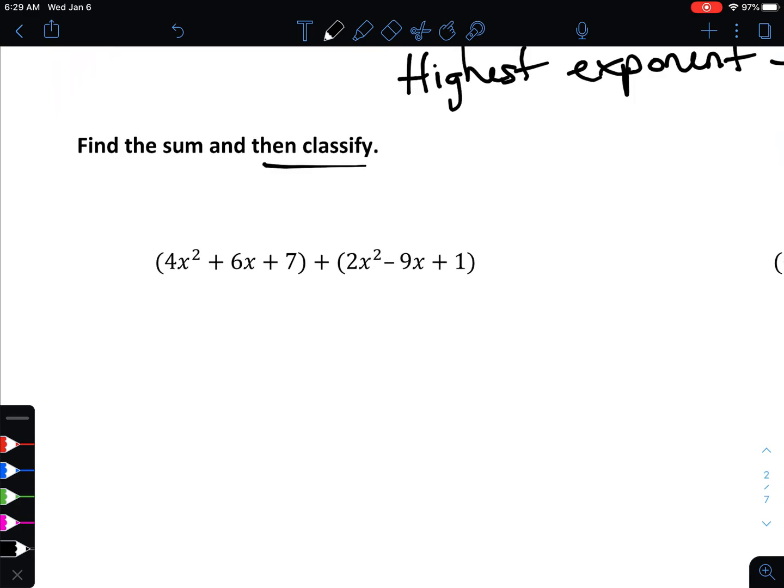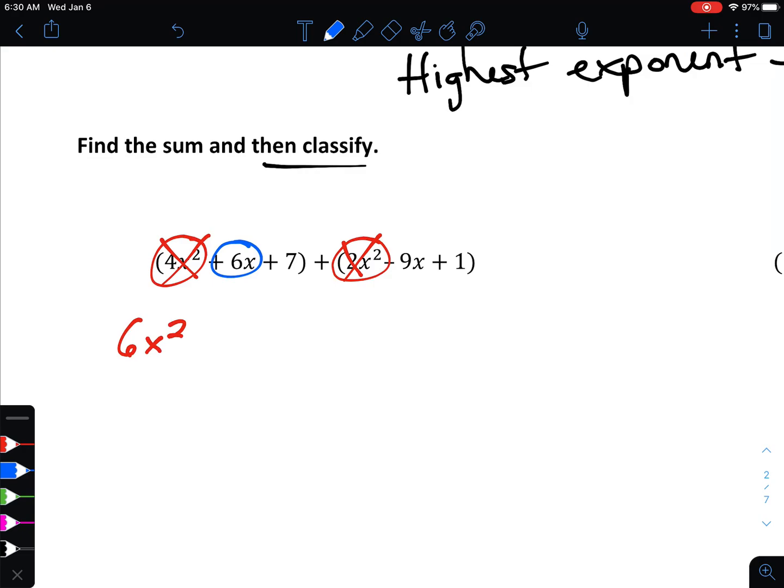We've got in parentheses 4x squared plus 6x plus 7, plus in parentheses 2x squared minus 9x plus 1. So we're going to look for where's our highest exponent. And our highest exponent in this case is x to the power of 2. I'm going to put a circle around each of those. And then we're just going to combine those together. We're going to take 4 plus 2, add the numbers in front, is 6x to the power of 2. And again, we can just cross them off when we're done.